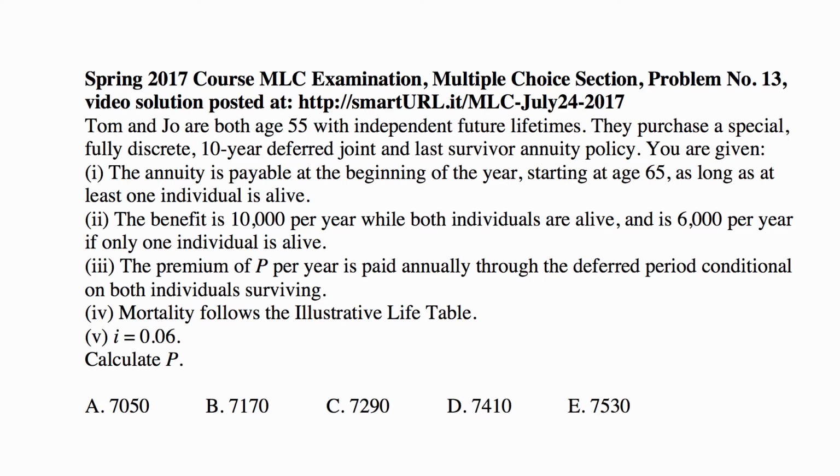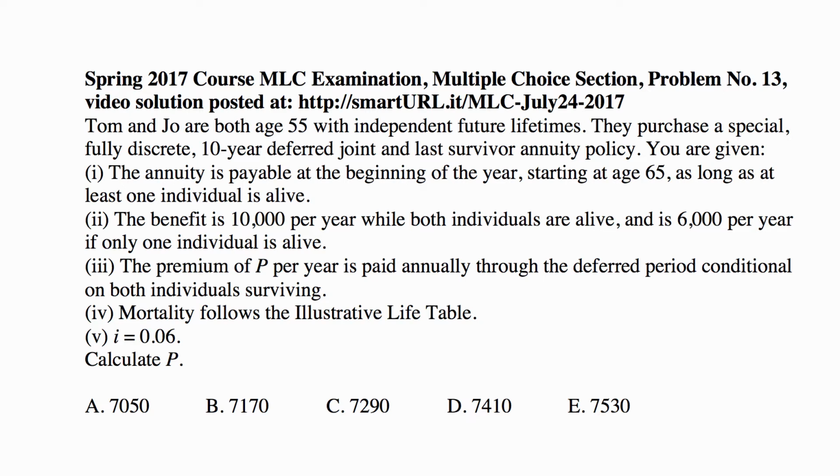The benefit is $10,000 per year while both individuals are alive, and is $6,000 per year if only one individual is alive. The premium of P per year is paid annually through the deferred period, conditional on both individuals surviving. Mortality follows the illustrative life table. Interest rate is 6%, and calculate P.